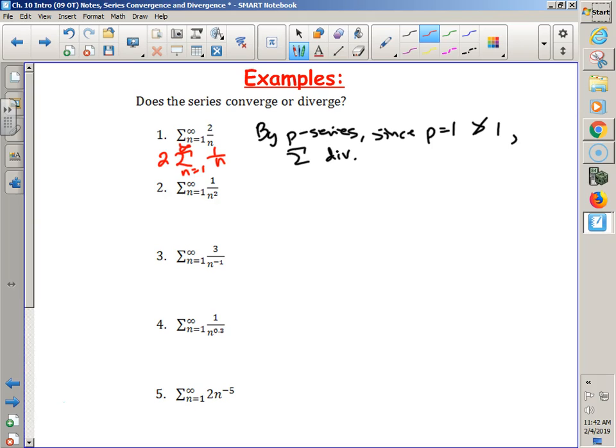How about number 2? Yeah. How come? We could even just do that greater than 1. We can just stick with that, I think. Either it's not greater than 1 or it is greater than 1. Since p is equal to 2, greater than 1, series converges. How about number 3?